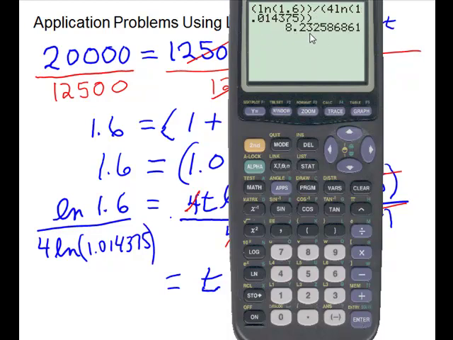If they ask us for 2 decimal places, so the 3 is in the second decimal position or the 100th place. Look one to the right. This is not a 5 or higher, so this would drop off. So we're going to round to 8.23.